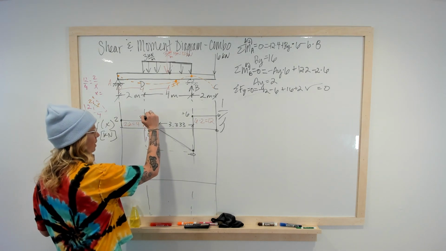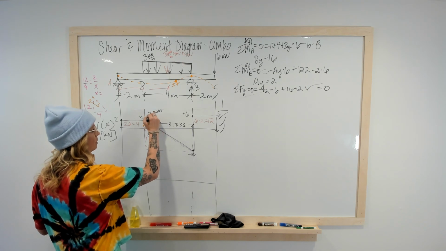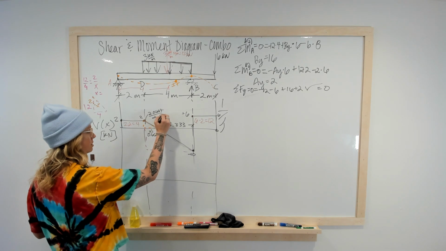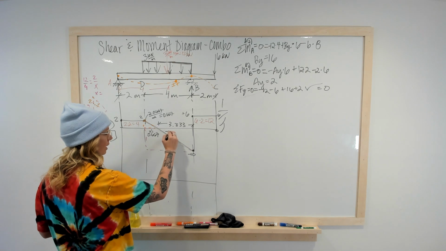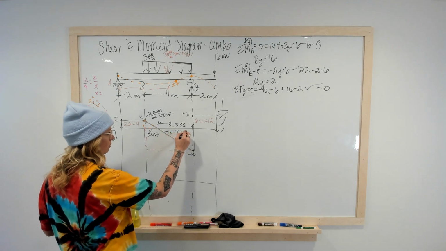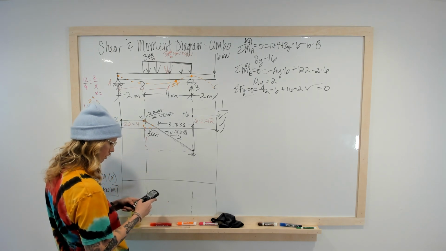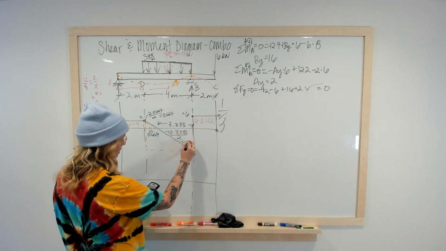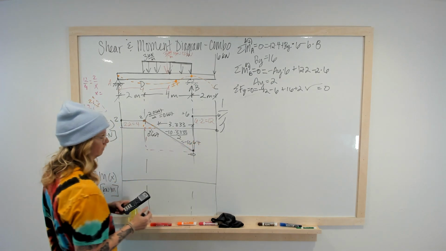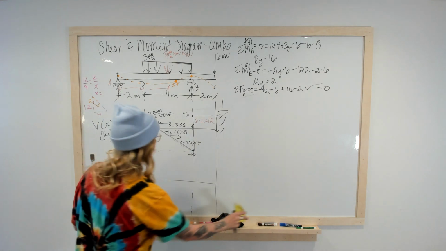So this is a positive area, and this is going to be 2 times 0.667 divided by 2, since it's a triangle, so this is just 0.667. Down here we have negative 10 times 3.333 divided by 2. So 10 times 3.333 divided by 2. This is equal to negative 16.67.